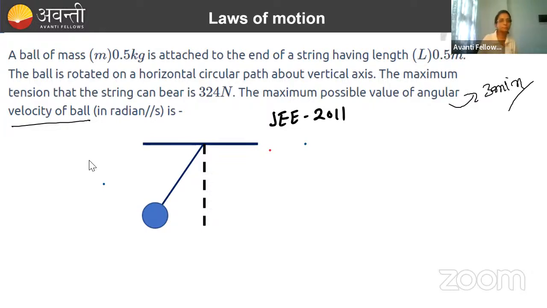Is it making sense? Again, remember that this ball is moving in a horizontal circle, right? It's talking about a horizontal circle. Maximum tension that this string can bear is how much? 3 to 4 Newton. Done. So it is asking for the maximum possible angular velocity. Go for it.